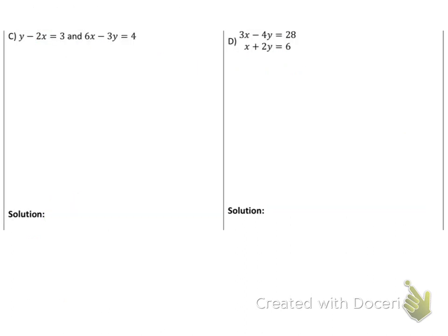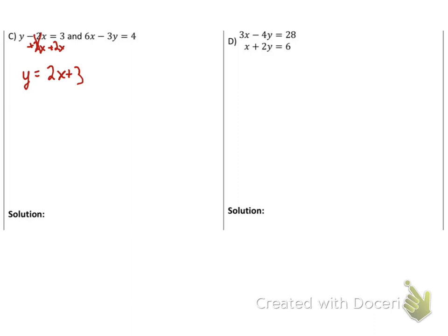Alright, let's move on to C. So in C, our system is y minus 2x equals 3 and 6x minus 3y equals 4. So in this one, before I can substitute, I need to get a variable by itself. Well, you'll notice in that first equation, y is super close to being by itself. All I need to do is add 2x to both sides. And if I do that, y is going to equal 2x plus 3. Now I can substitute.